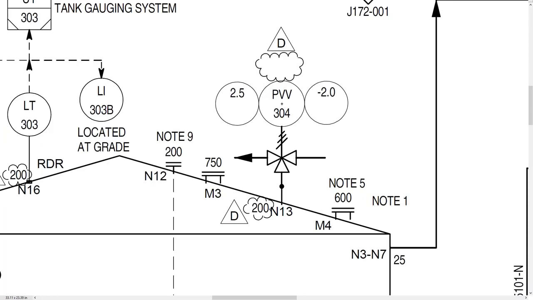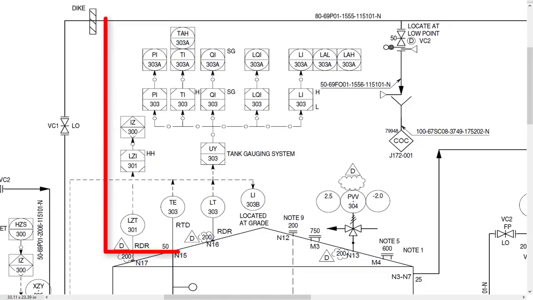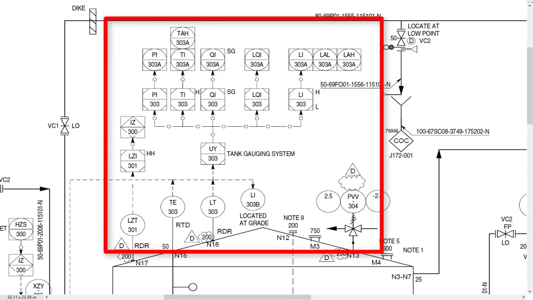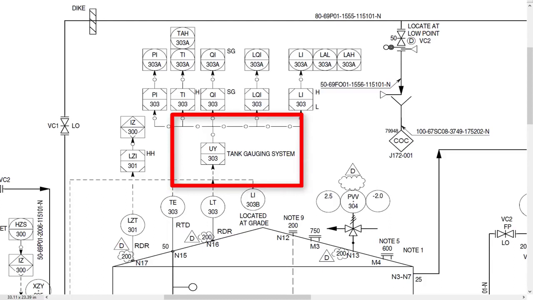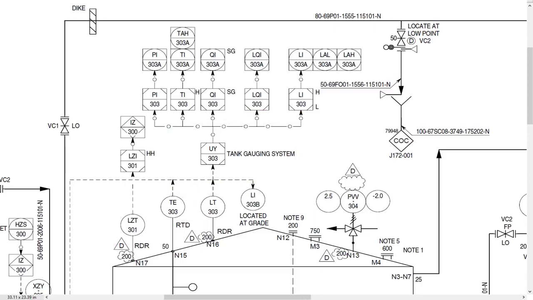Now, all these instrument bubbles are sending the information to the local and main control panel for the pressure, level and temperature instruments that I have explained to you. You may have noticed that there is a tank gauging system which receives all the input signals from the instruments. Tank gauging system is used to calculate the quantity of the liquid stored in the tank at any given time. Based on the diameter, level and temperature, it will calculate the quantity of the liquid stored in the tank. QI is quantity indicator.